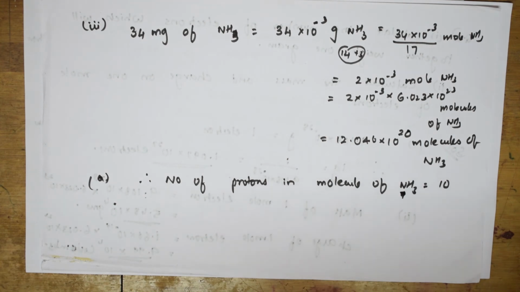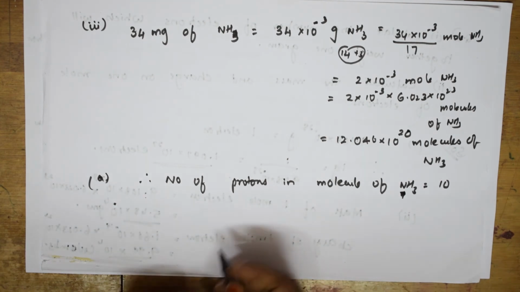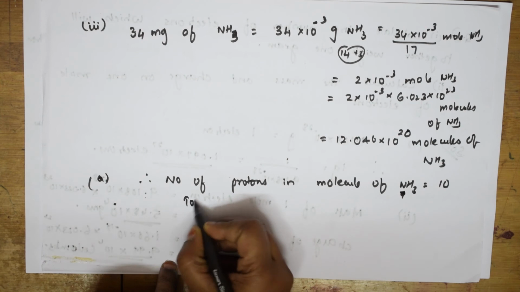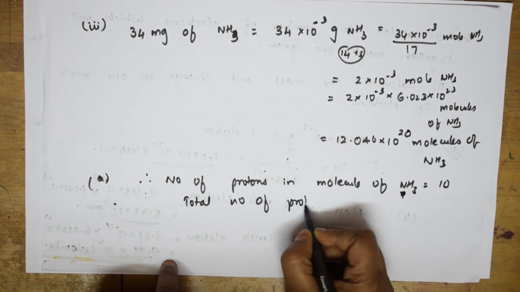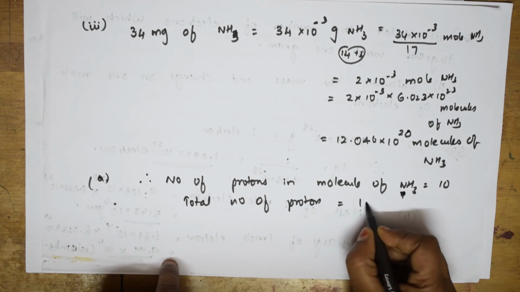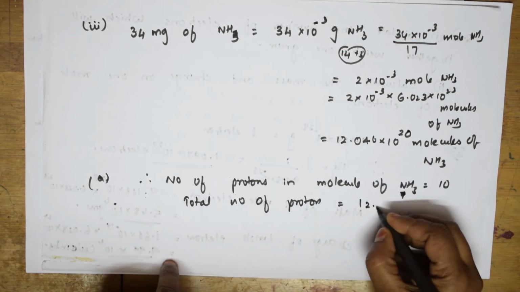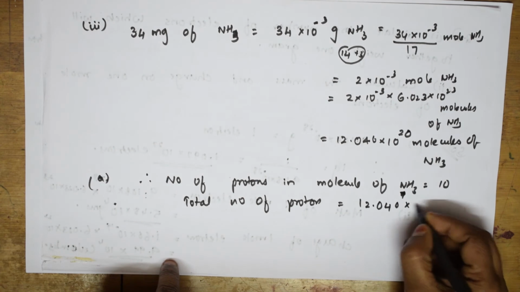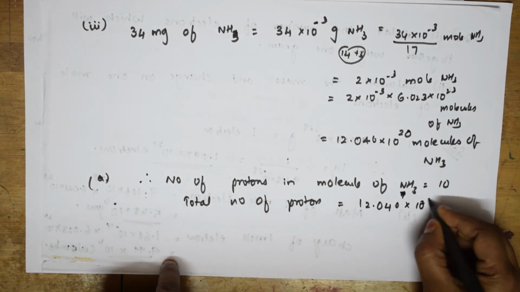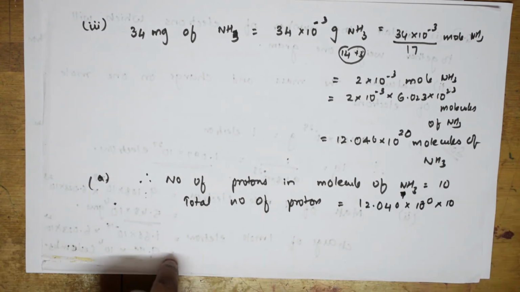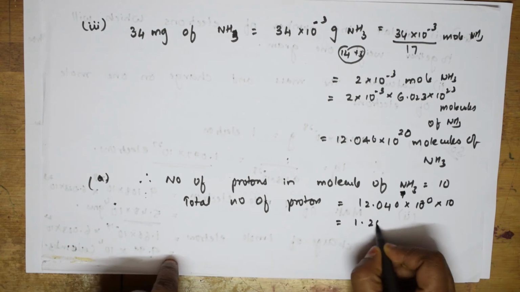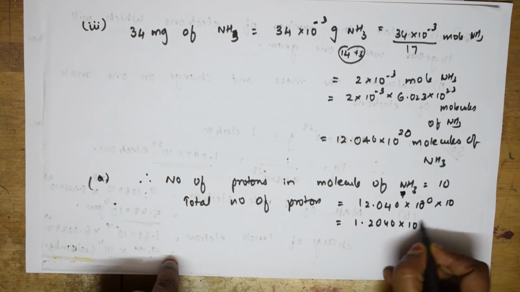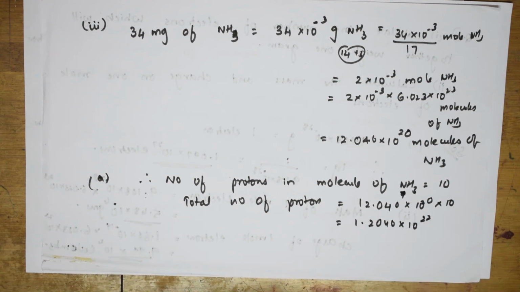So now the next step, what should we do? Now let us find the total number of protons. Total number of protons is equal to 12.046 into 10 raised to the power of 20 molecules into 10. So how much do I get? I get an answer of 1.2046 into 10 raised to the power of 22. Fine, that is the A part.